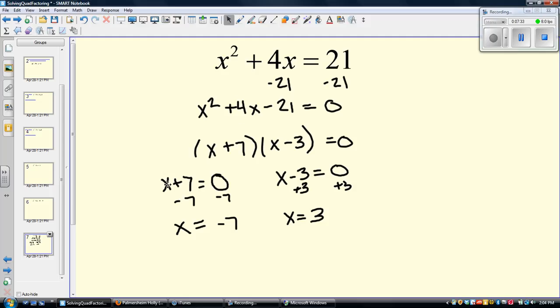So then we separate the factors. x plus 7 equals 0 and x minus 3 equals 0. Subtract 7 from both sides, x equals negative 7, and then add 3 to both sides, so x equals 3. So you'll see more in class.